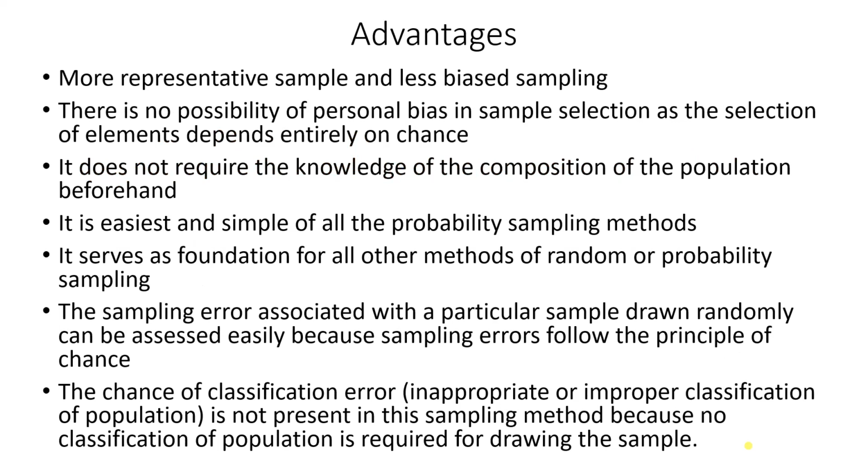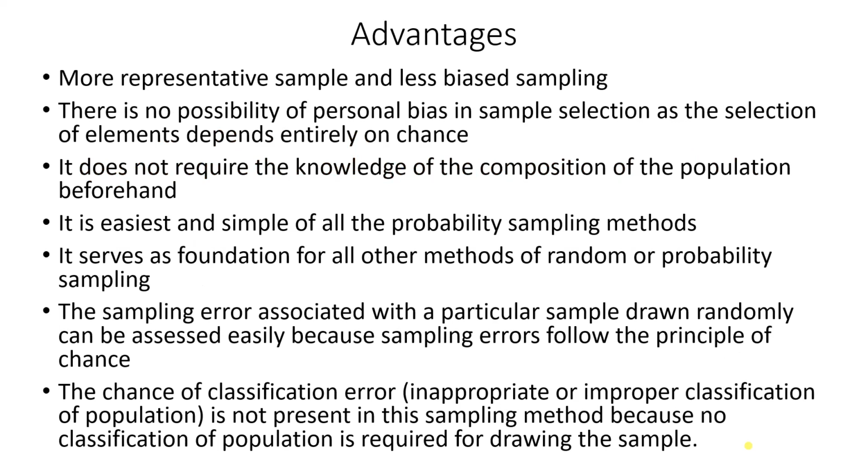Let us come into the advantages and disadvantages of simple random sampling. There are a number of advantages of this method. First, it provides a more representative sample and less biased sampling. So sampling bias is minimum. There is no possibility of personal biases. My own personal biases will not endure in this sampling method.